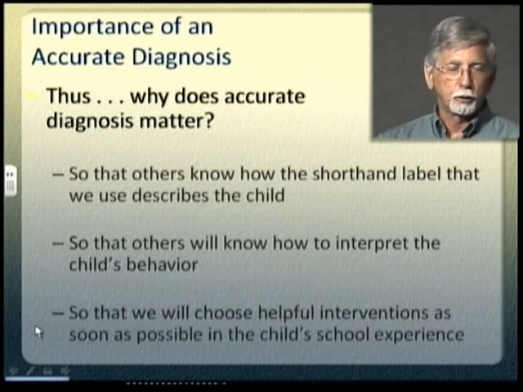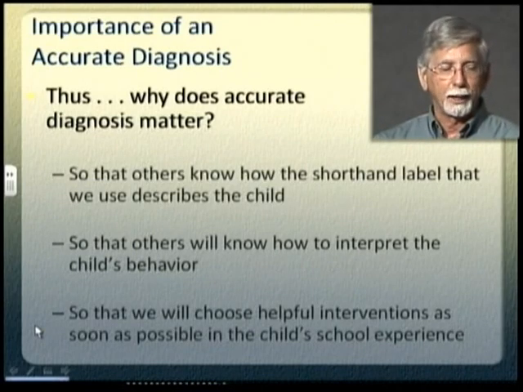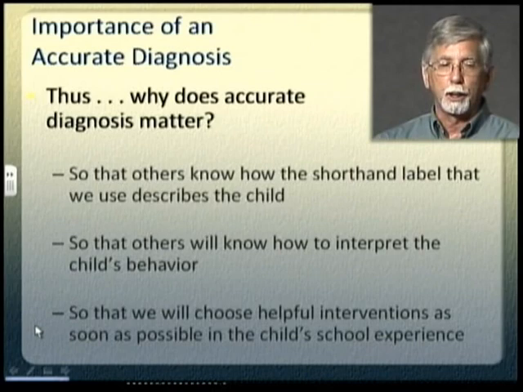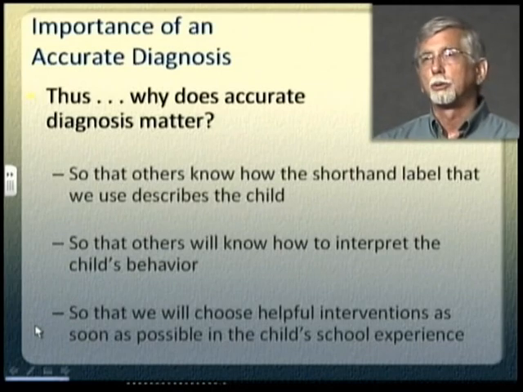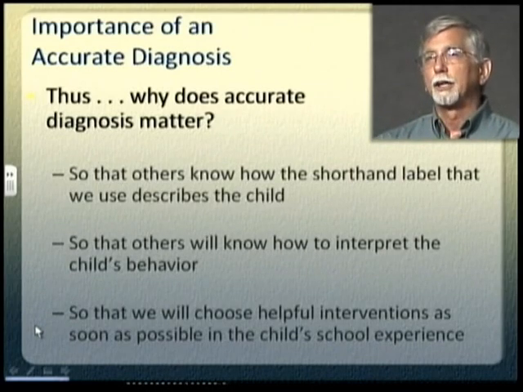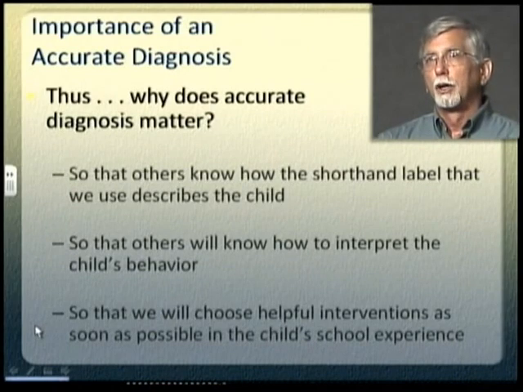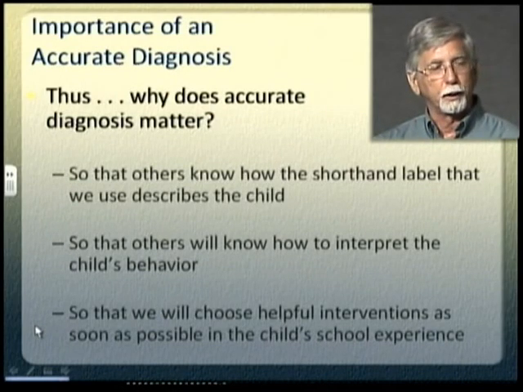And so the last point about the importance of an accurate diagnosis is that we will choose those helpful interventions as soon as possible in the child's school experience, and that we don't head down a path of interventions that turns out to be not fruitful for a child on the autism spectrum.